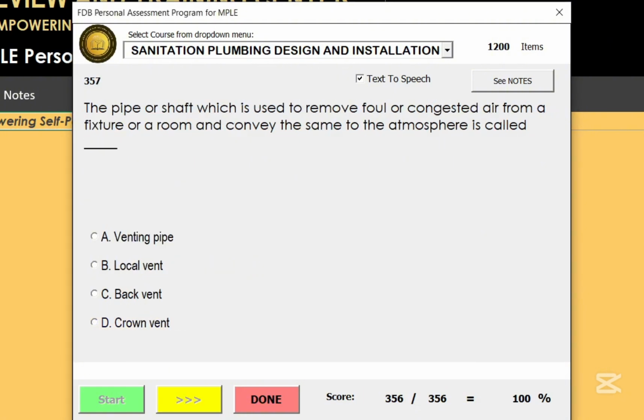The pipe or shaft which is used to remove foul or congested air from a fixture or a room and convey the same to the atmosphere is called blank. A. Venting pipe. B. Local vent. C. Back vent. D. Crown vent. Please pick your choice. Option B is your choice, and it's the correct answer. Well done.